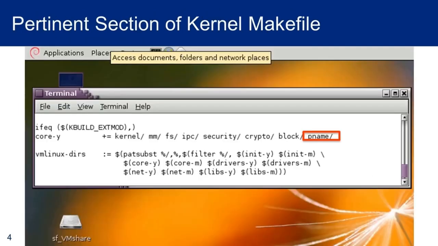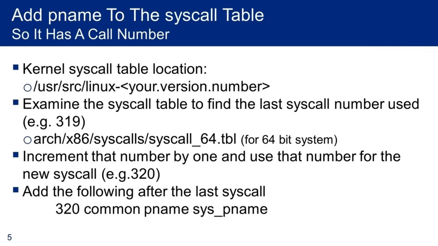This is a screenshot of my makefile with pname added. Again, the caution, it should be pname/, not /pname. Next, we have to add pname to the syscall table so it has a call number. This is where everything gets tricky. This slide will describe the process for Linux 3.16.36, and the next slide will describe it for Linux 2.6.32. Your call table structure may be completely different, and if that is the case, you will need to figure out what to do.